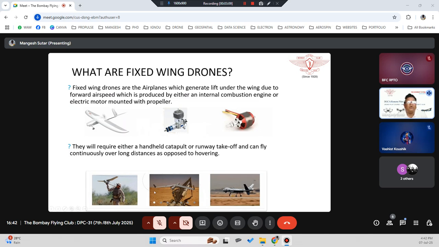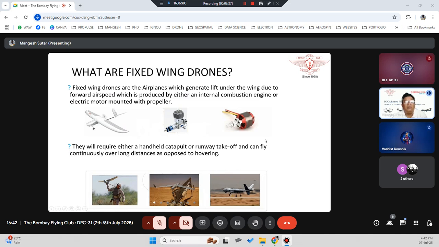And there were some missiles attacked using these Predator drones. Whereas there are smaller types of fixed wing. They can be handheld, like you can throw it by hand, or there could be a catapult mechanism. A spring loaded mechanism will push the aeroplane into the air at a very high speed. So either by handheld or catapult, or it requires a runway to take off and land safely.